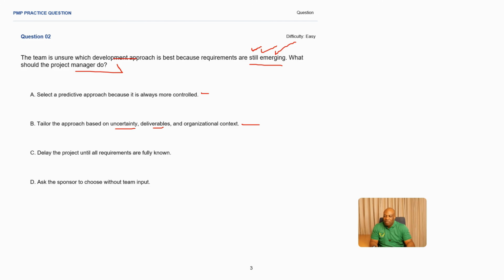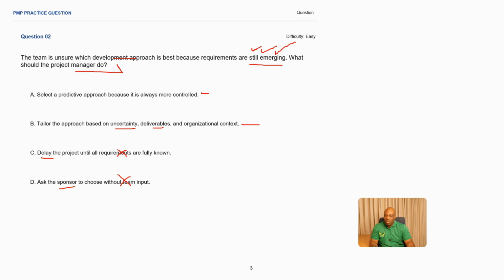This looks good. Delay the project until the requirements are fully known. Never delay a project, a mindset. This is a very good mindset. Never delay a project. So this one, I'm going to eliminate it straight away. Ask the sponsor to choose without team input. The sponsor and the project manager are not subject matter experts, so the team is the one supposed to choose, not the sponsor, making this an incorrect answer.